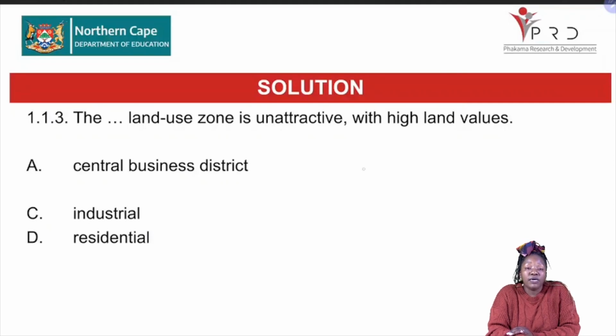So now, what's our option that is left? It's B, which is the transition. Remember the transition, you think of the zone of decay. Remember, those are the buildings that are located closer or into the CBD. They are unattractive because they have been abandoned, but for those who are using it, the land value is still high. So our option was B.